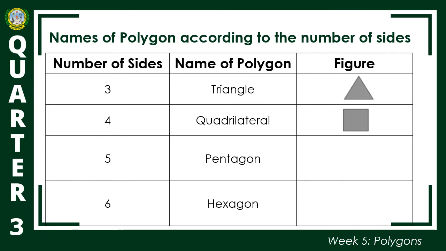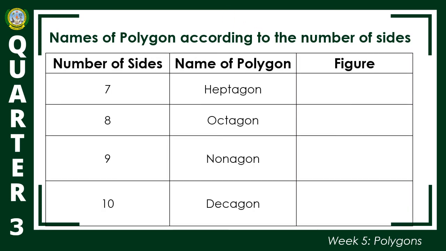Pag 5 sides naman po ay pentagon. Kapag po 6 sides ay hexagon. Tatandaan nyo lang po yung mga prefixes natin, which indicate the number of sides. So, tri means 3, quad means 4, penta means 5, hexa means 6, and then hepta means 7. So, pag po 7 ang sides, heptagon ang tawag. So, ganito naman ang itsura niya.